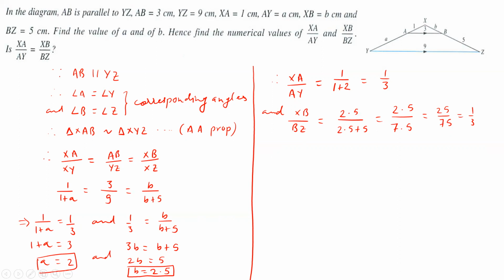All right, then you can make two separate equations. This part here is 3 over 9. You can just simplify that as 1 over 3, and that's why you can see that it's written as 1 over 1 plus A equals 1 over 3. Cross multiply, solve everything. A is equal to 2 and B equals 2.5. And then just substitute back in this part here, and you will get the value of XA over AY as 1 over 3 and XB over BZ as also 1 over 3. Now they ask you, is XA over AY equal to XB over BZ?